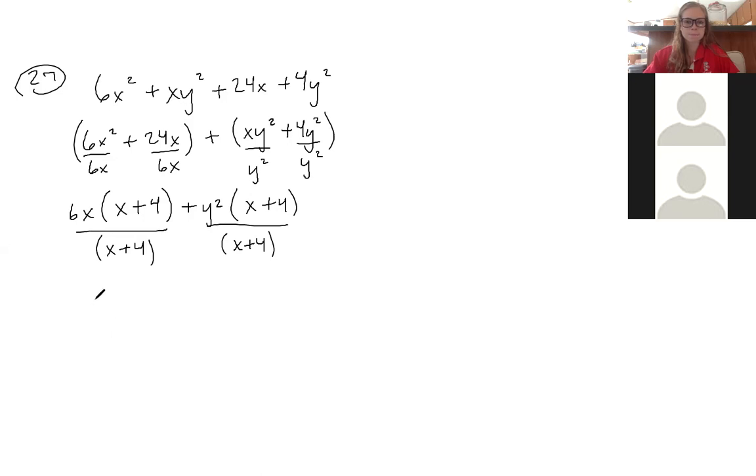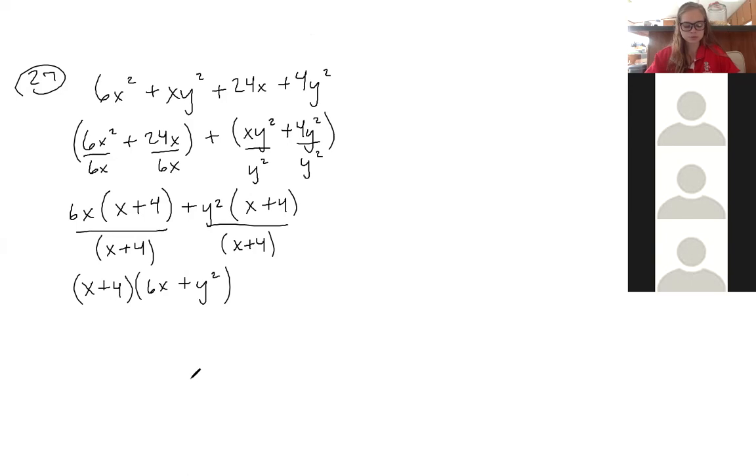And then it would be x plus 4 parentheses 6x plus 2, or not plus 2, 6x plus y squared. Anything else I can do? Can I factor this x plus 4 anymore? Can I factor this 6x plus y squared anymore? No. Very good. You got it.